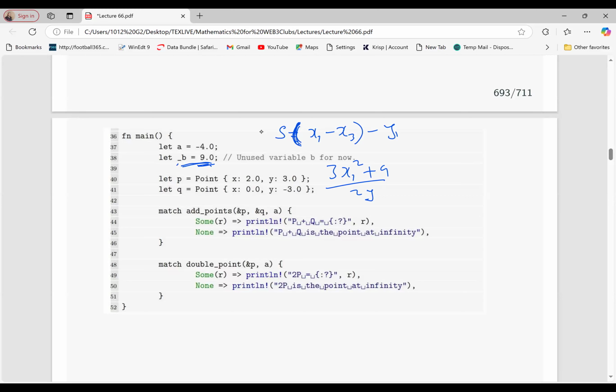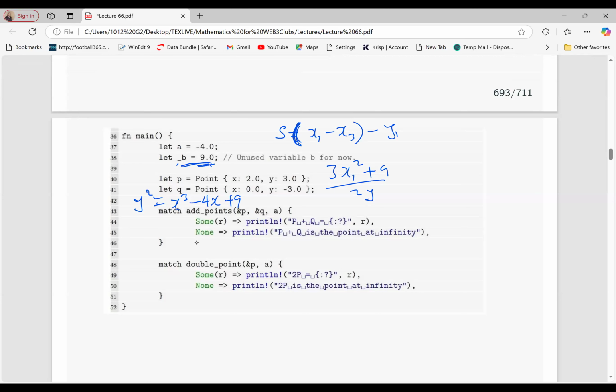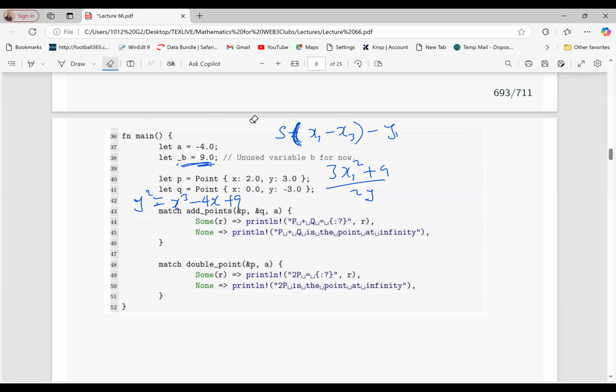So for instance, I want my elliptic curve to be y squared is x cubed minus 4x plus 9. That's how I want it. So I want the program to understand my curve, but I'm not going to use b anywhere. So you cannot put something that you cannot use. The program will be asking for you to use it.